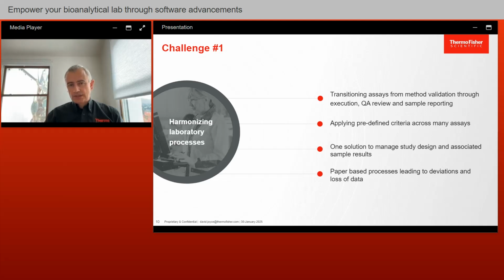So having a tool that allows you to carry out those steps, capture all of the data from those steps, and have a record of how you've come about making the assay is essential. Applying the criteria across many assays. So you're going to be carrying out tens, if not hundreds, if not thousands of assays over the lifetime of a study. How do you ensure that those criteria that you've set up are always delivered in the manner that is expected?